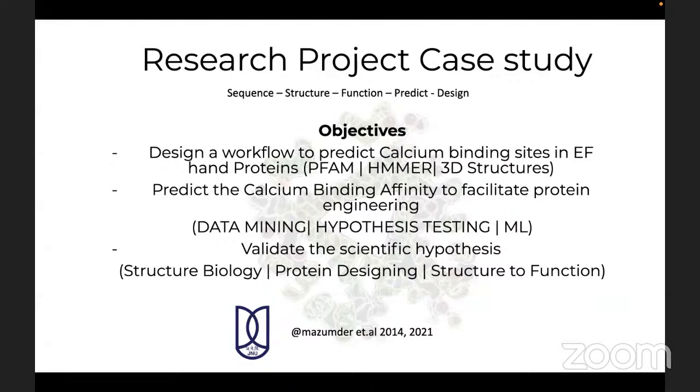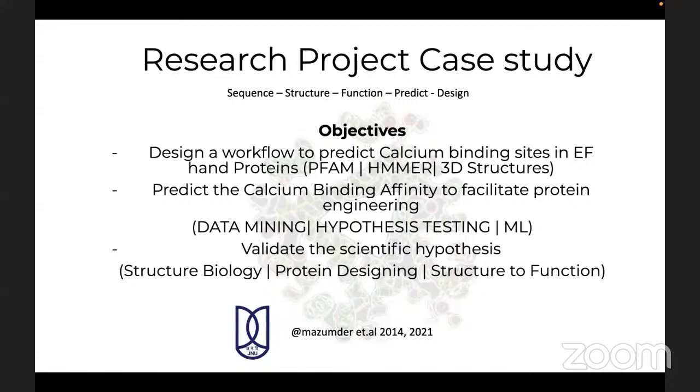Okay, so the next part of the presentation which we will be discussing is a case study. So from sequence to structure to function to prediction to design. Some of the objectives that we are going to cover are designing a workflow to predict calcium binding sites in EF-hand proteins, and understanding what a protein family is, how HMMER is used, and 3D structures. The second part of this case study is predicting the calcium binding affinity to facilitate protein engineering, which is to do data mining, hypothesis testing, and machine learning.